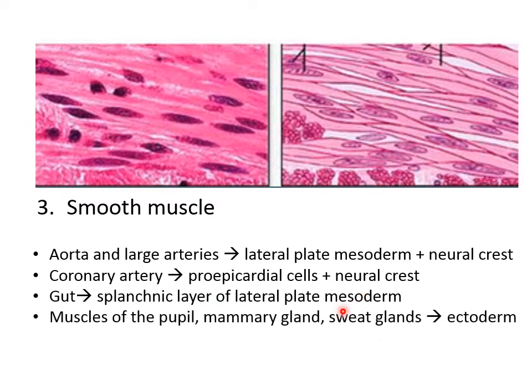And finally, there is an exception: the muscles of the pupil in the eye, the mammary gland, and the sweat glands originate from ectoderm. Muscles in these structures, the pupil, the mammary gland, and the smooth muscle in the sweat glands, are formed from the ectoderm.